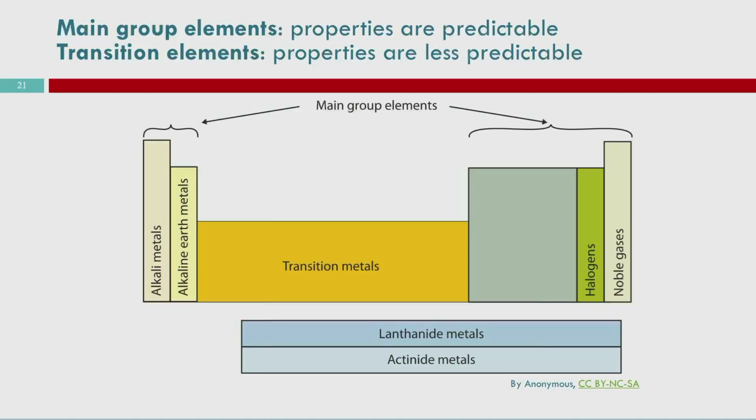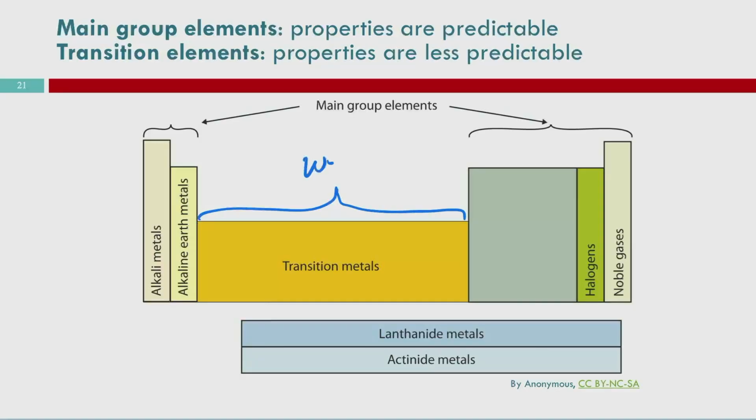So our main group elements are going to be our far left 2 columns, our far right 6 columns, and then everything else is transition metals or lanthanides and actinides. We kind of just leave out lanthanides and actinides for most of the class. I think those would also fall in the transition metals category. So our transition metals is just everything that's in the middle here.